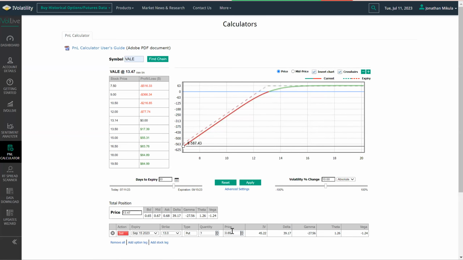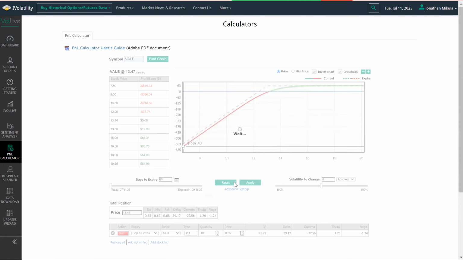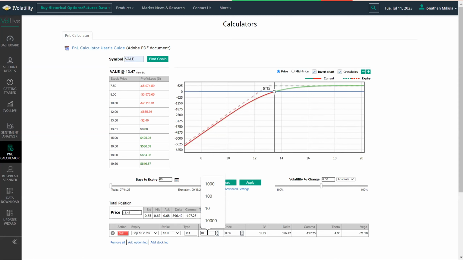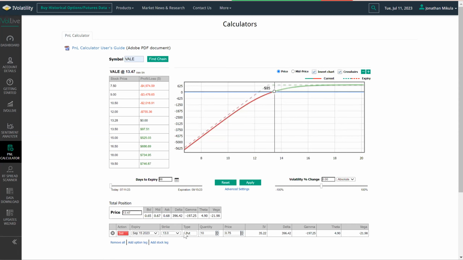It's really, really cool. You could also say, well, what if we did 10 and then we could, let's say, reset, and we could say, well, what if we sold 10 contracts of this particular trade, and what if our broker got us a better price? Instead of 65 cents, got us 75 cents. So all of this will update in real time, which is very, very valuable. So this was, if we wanted to sell a put.